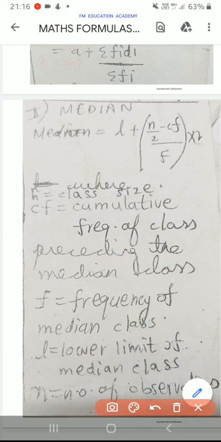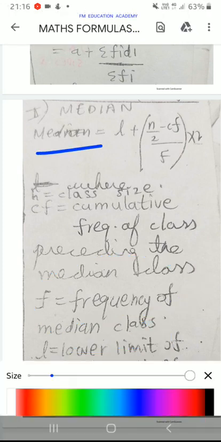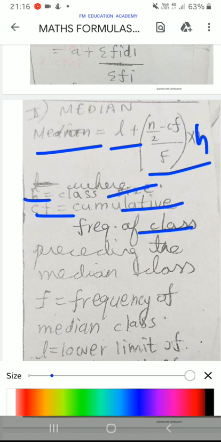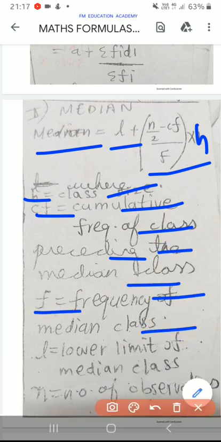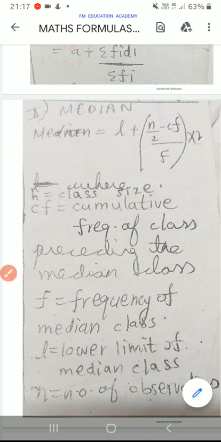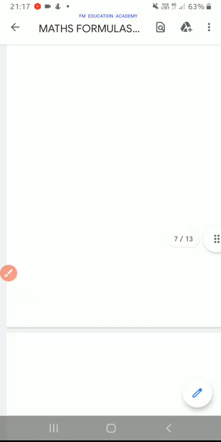Median now. The median of grouped data formula is median is equal to L plus (n by 2 minus CF) by F into H. What is H here? Class size. CF is the cumulative frequency of the class preceding the median class. F is the frequency of the median class, L is the lower limit of the median class, and N is the number of observations. This question can be asked for 2 marks.